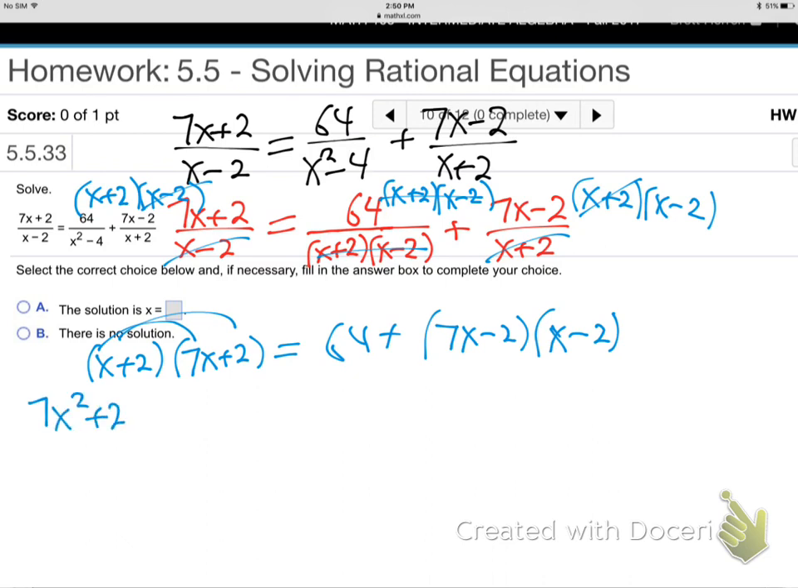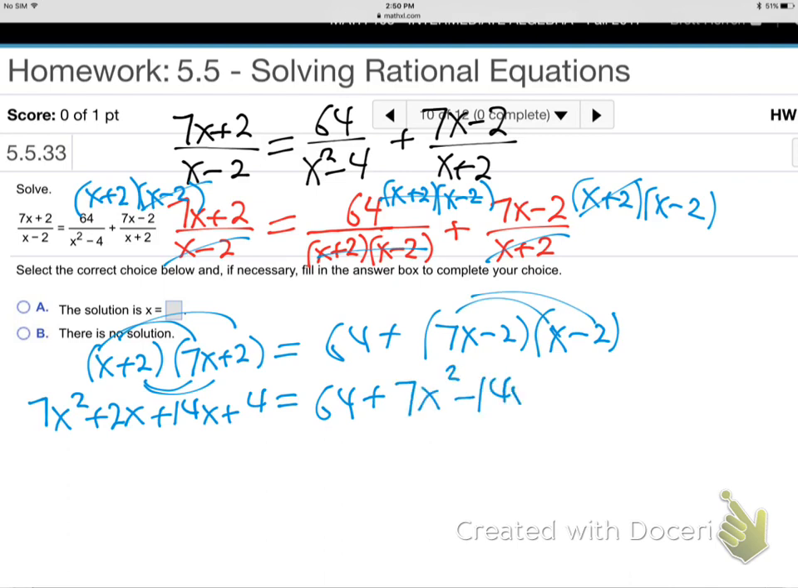7x squared plus 2x plus 14x plus 4. Here we distribute. 7x squared minus 14x, boom, boom. Minus 2x plus 4. We good? How we doing? So 7x squared drops out. Now drop the 7x squareds out of both sides. Can I just cancel them out? That okay? I don't want to draw another line. Boom, boom. Just subtract 7x squared from both sides, and also the 16. Gonzo, gonzo.